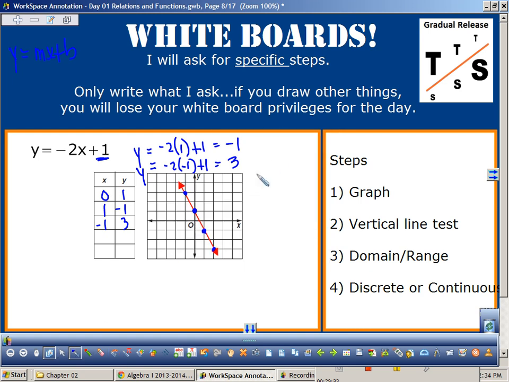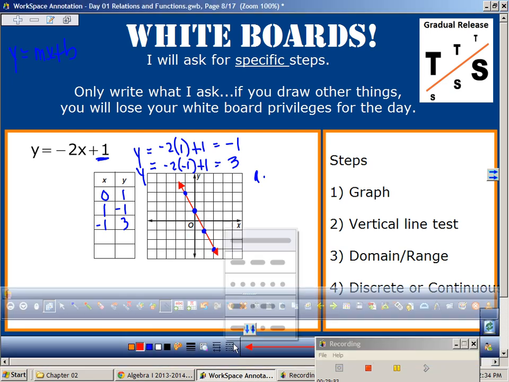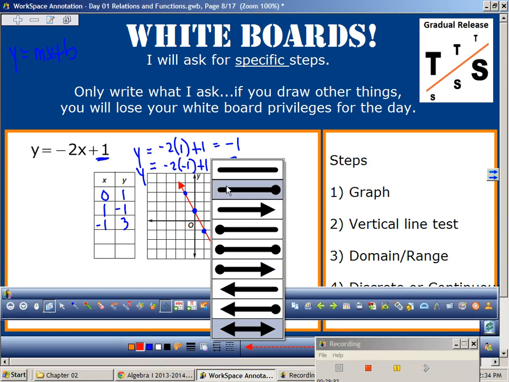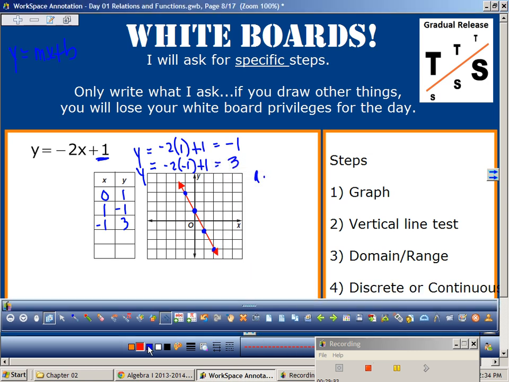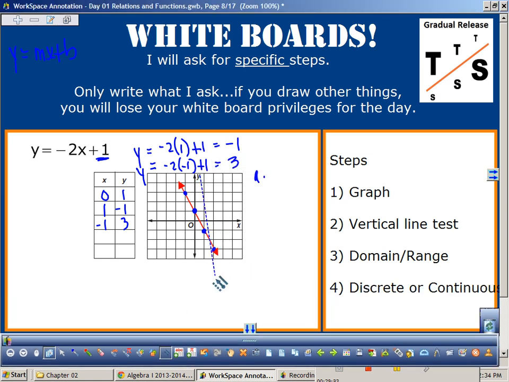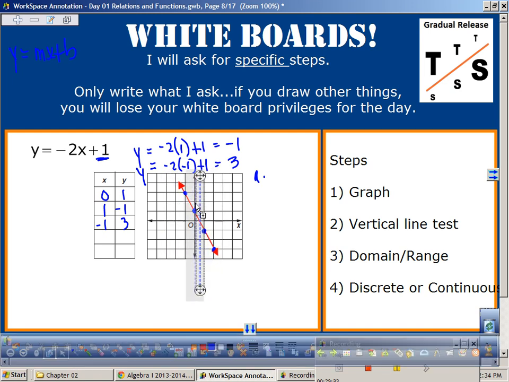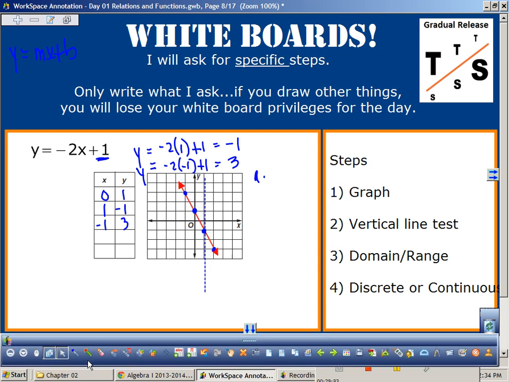Next, I need to ask myself, is it a function? Does it pass the vertical line test? And it does. No matter where I take this vertical line, it is only going to hit my graph once. So yes, this is a function.